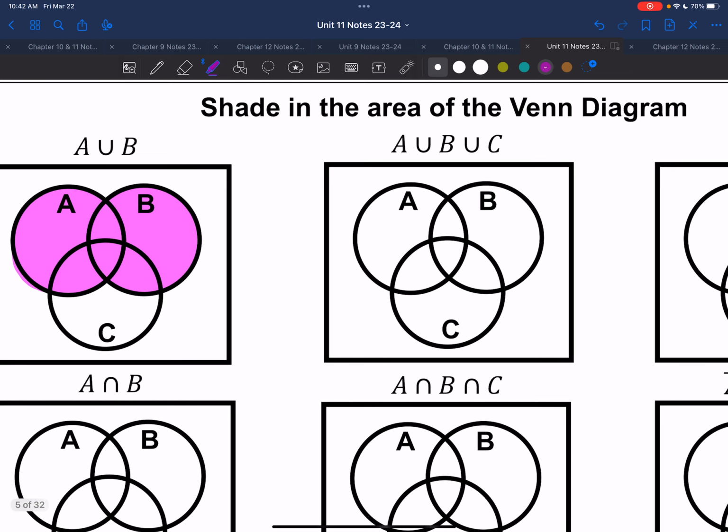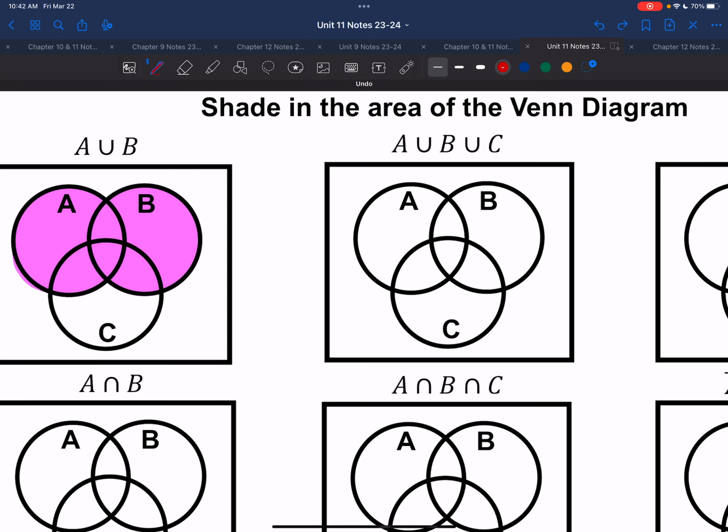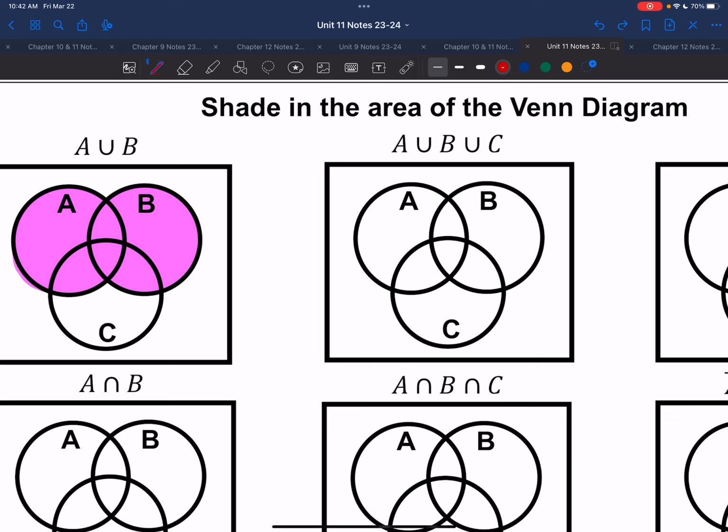This one is A or B or C. So long as it's in at least one of them, it counts. So this one would be A, here's C down here, here's B all the way up here. So anything inside this shaded area would count as A or B or C.